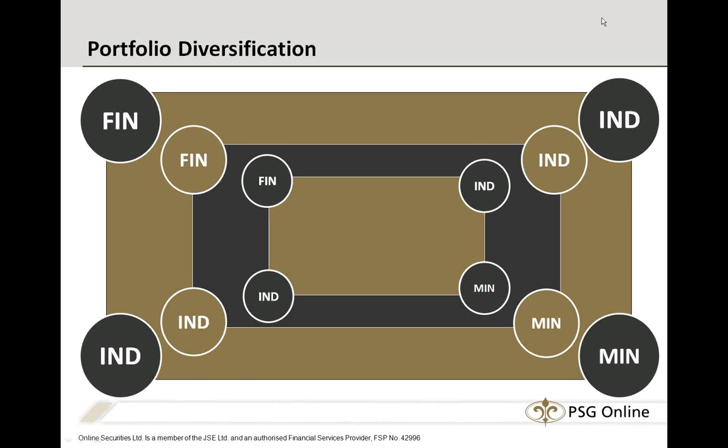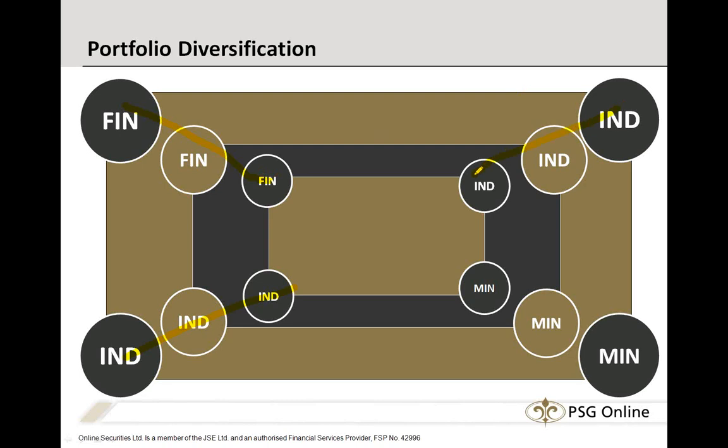Okay, so this is just a suggestion. This is one of the portfolios I started a long time ago. When I say portfolio diversification, it's along the lines of industry. So these will be, for example, all my financial shares, industrial shares. Those will be my financial shares. Those will be my industrial. So I'm spreading along the industry.